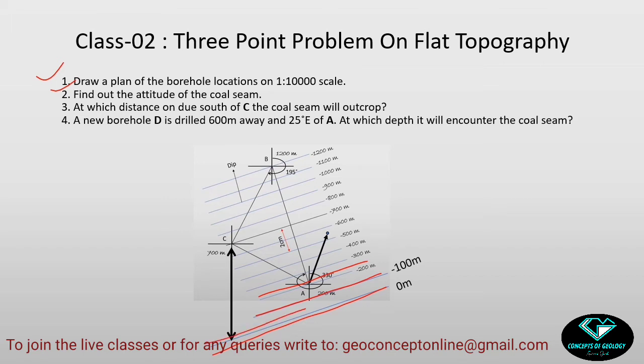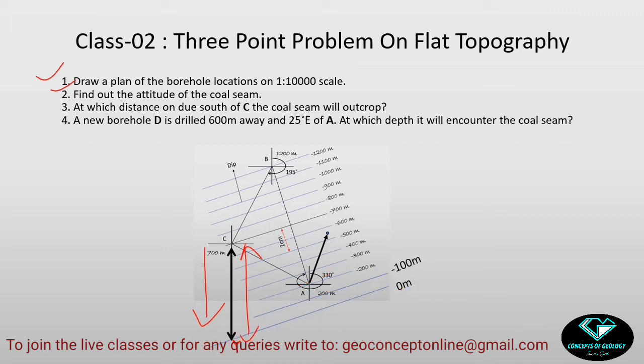Okay, so suppose this is the 0 meter strike line here, and I will move due south of C to find out where I am touching the 0 meter strike line. I will measure this distance with my ruler, and I will convert it in my map scale. Suppose this is 8 centimeter, so according to my map scale it will be 800 meter in the real ground. So that means in due south of C I will have to move 800 meter to find out the outcrop.